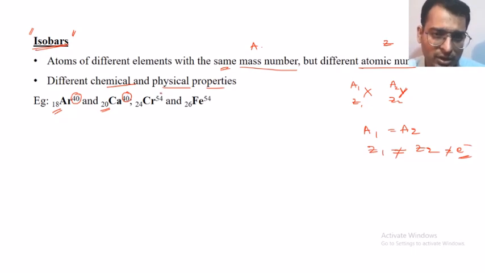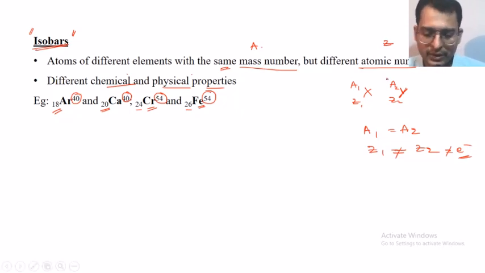Okay, here also you see 54, 54, chromium, iron, atomic number is different, atomic mass is the same. Okay, so in isobars what is happening, they have different chemical and physical properties, but the mass number is the same, atomic number is different.